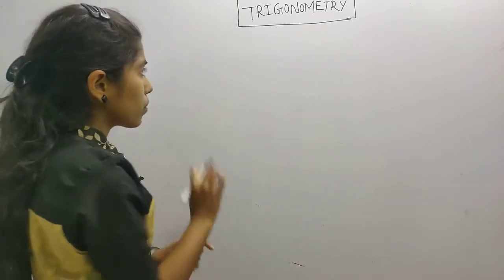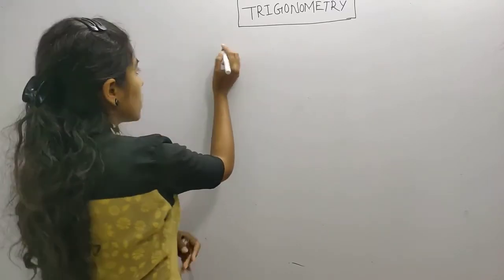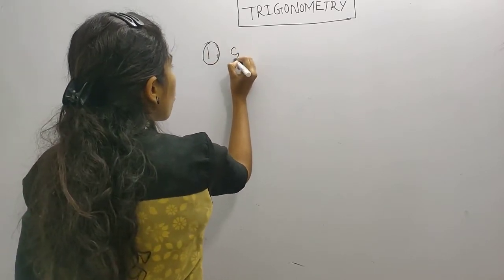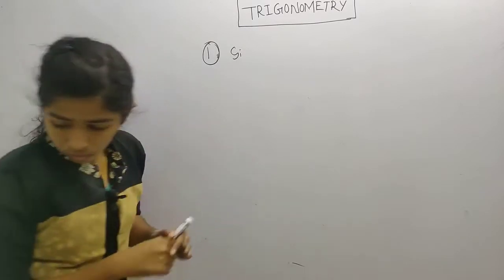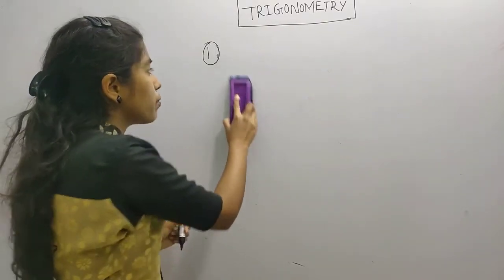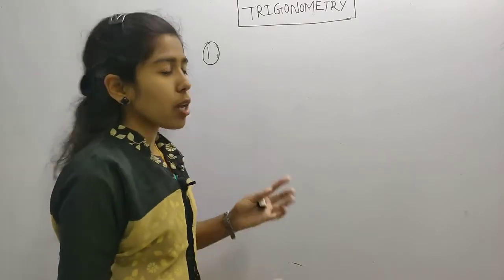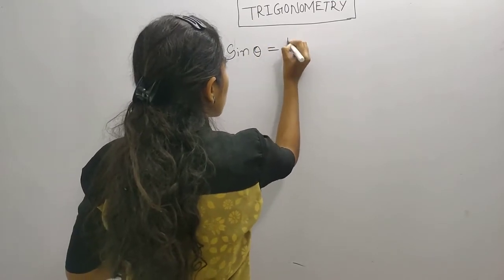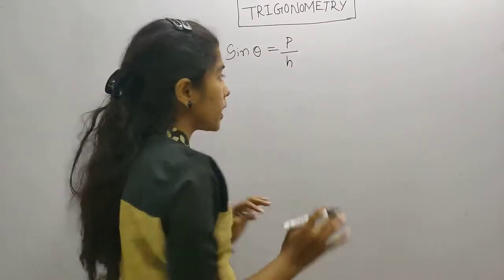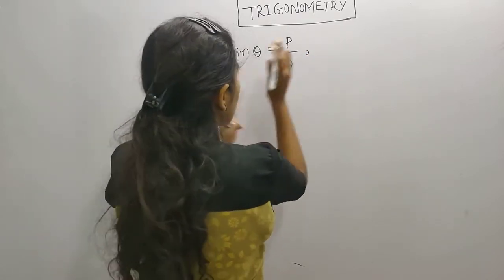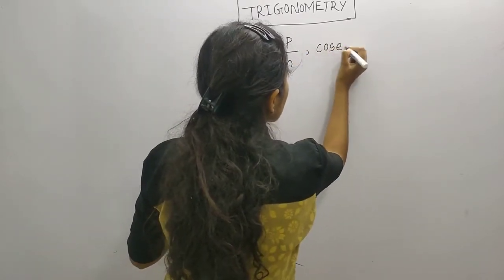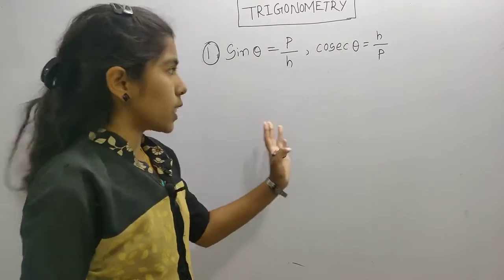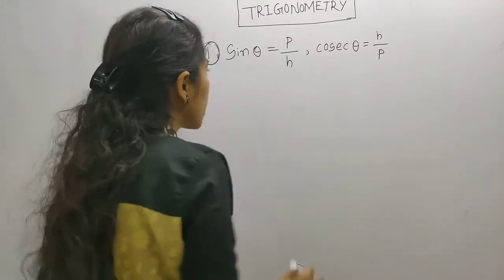So, normally you can say that first I am writing the formulas to remember. First we will remember the formulas we have read. So, sin theta equals to P by H, right? Next, sin theta is the reciprocal of cosec theta. So, it is H by P. That day we have already learnt how it came and everything about that.